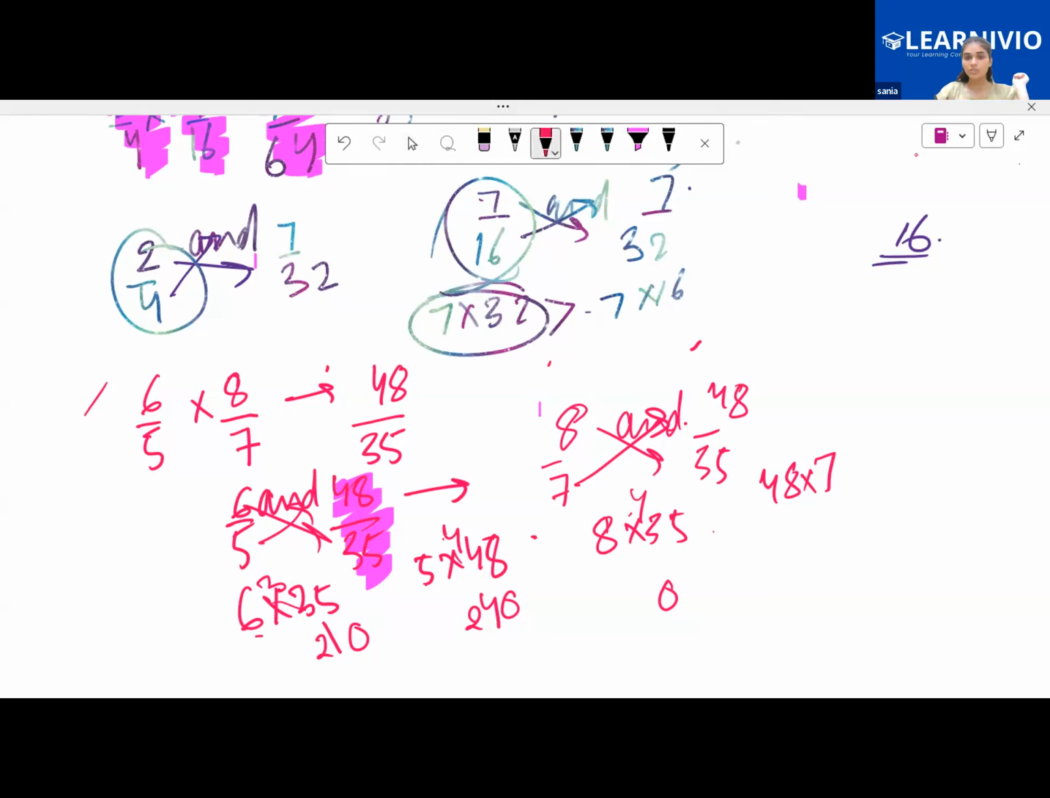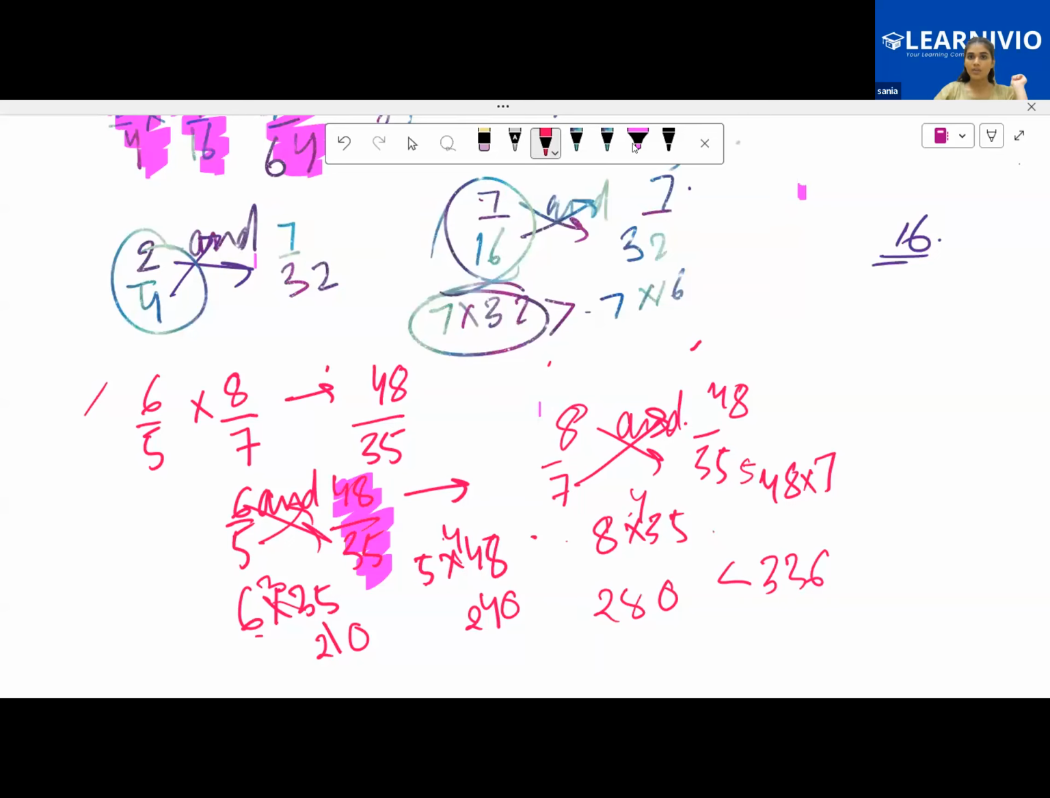Okay, so when I multiply them, I'll first multiply 8 into 35 and then 48 into 7. 8 into 35: 8 5s are 40 and 8 3s are 24, 28 I get. And here I'll get 48 into 7, which is 336. Okay, I know 336 is greater than 280. That means 48 by 35 is greater than 8 by 7.